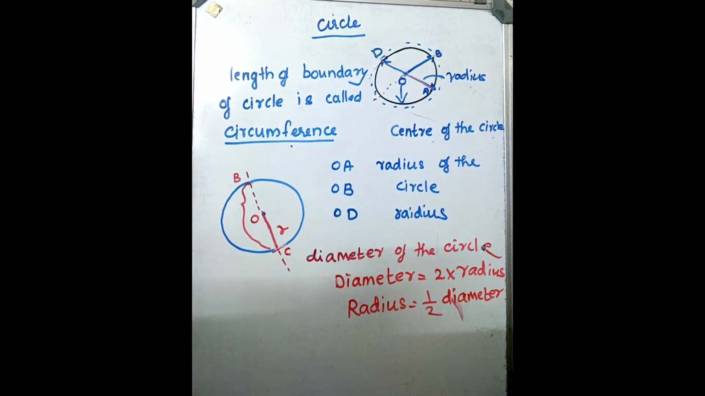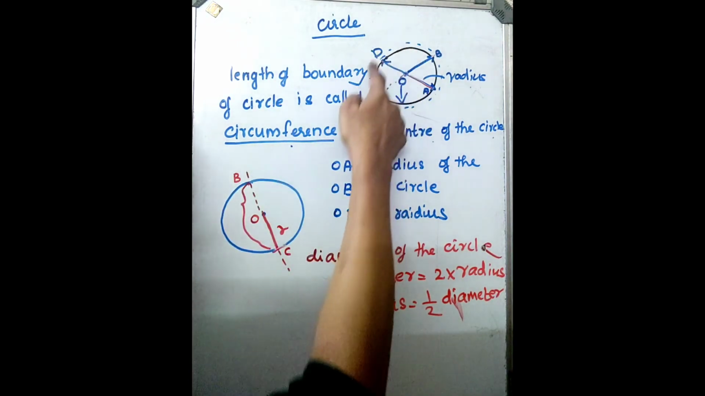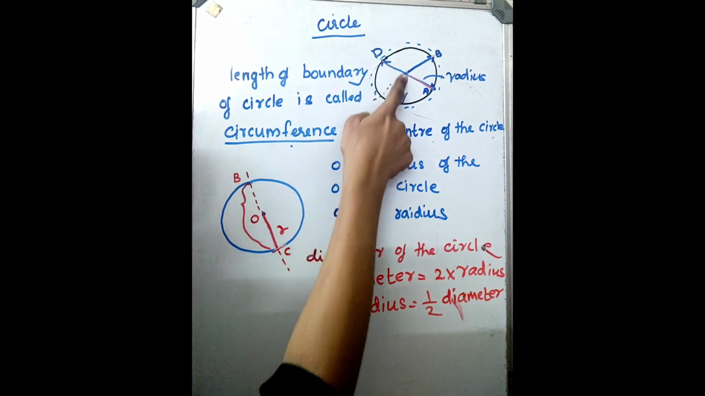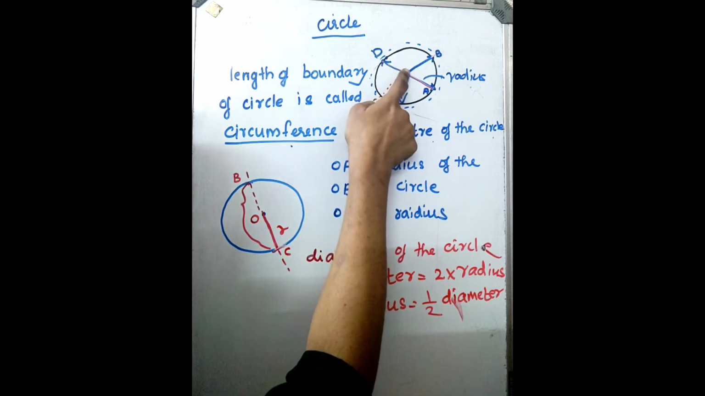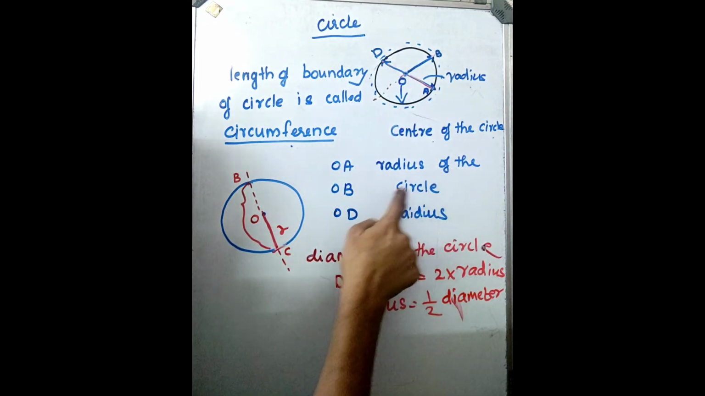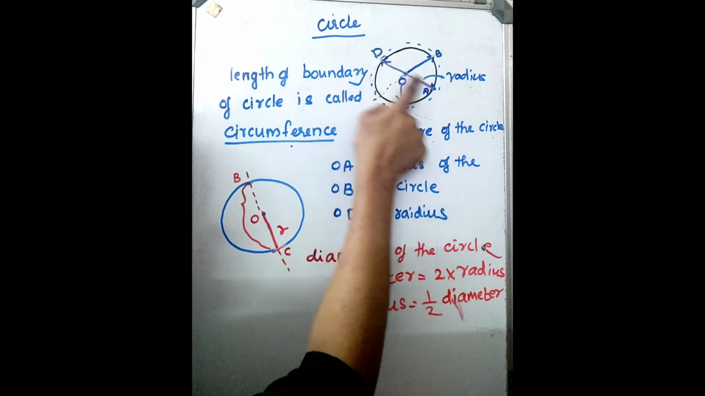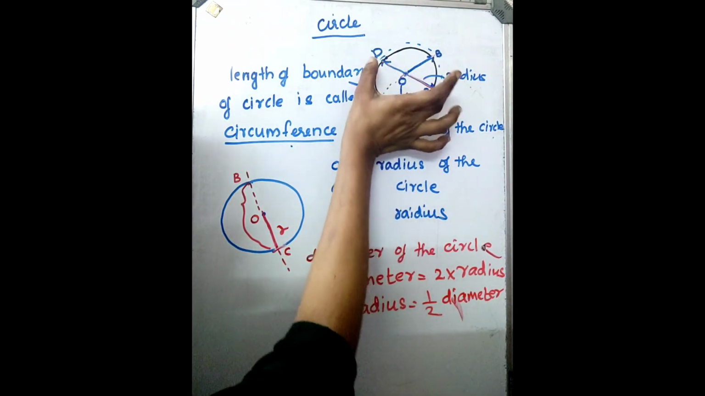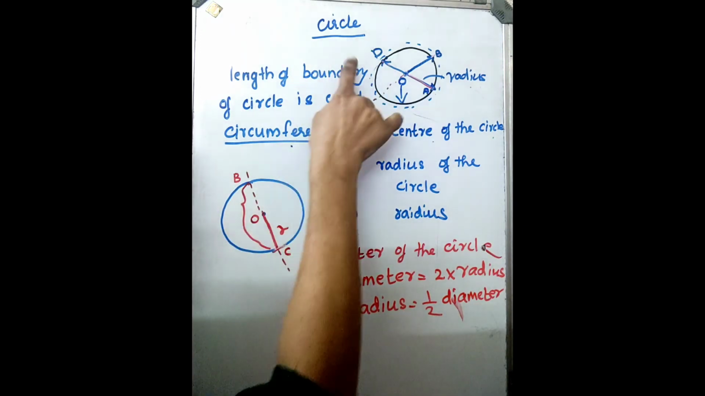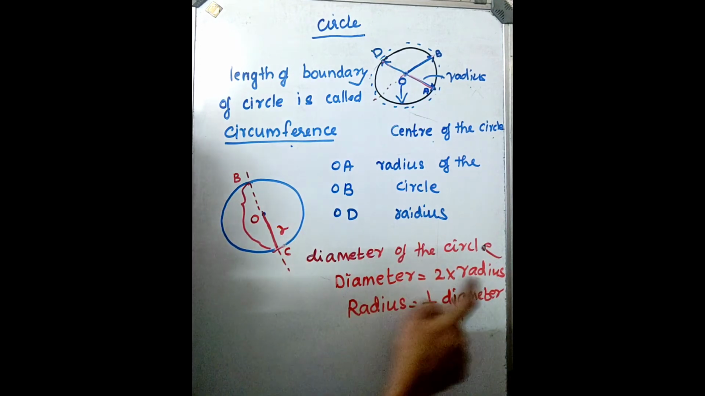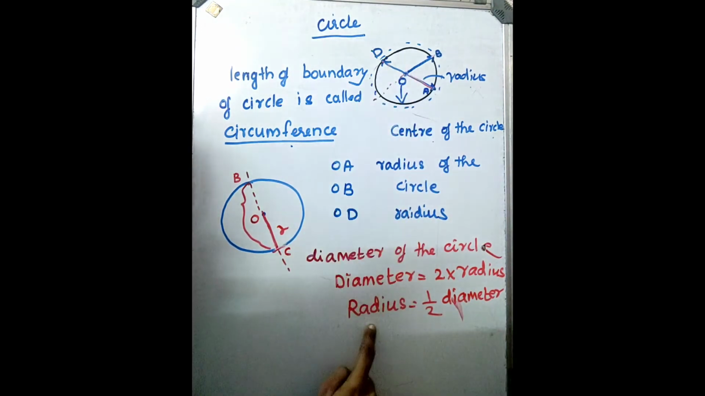In today's class we studied the circumference, the length of the boundary of the circle. This is the center of the circle. Any line drawn from the center to the edge is the radius. When two radii join together, it becomes the diameter. Diameter is double the radius. Radius is half of the diameter. You have to learn all these terms by heart.